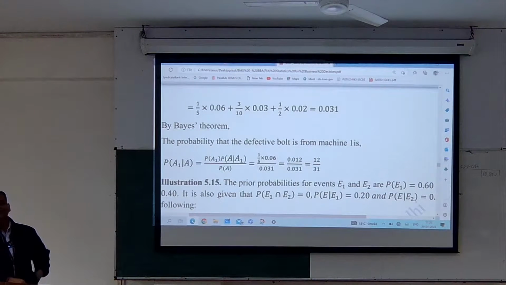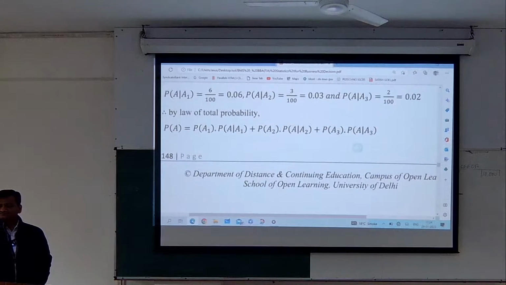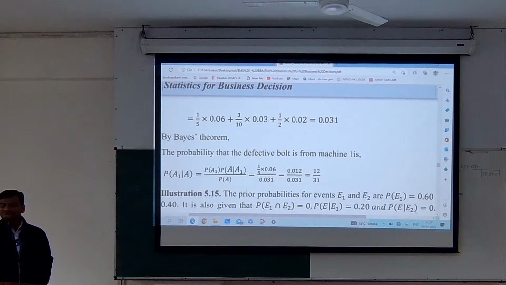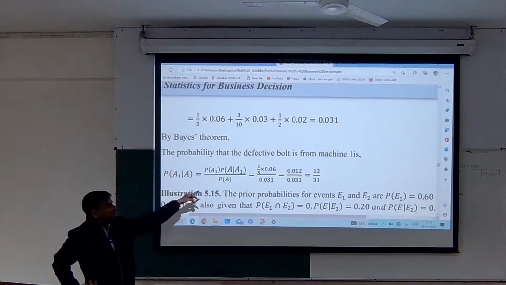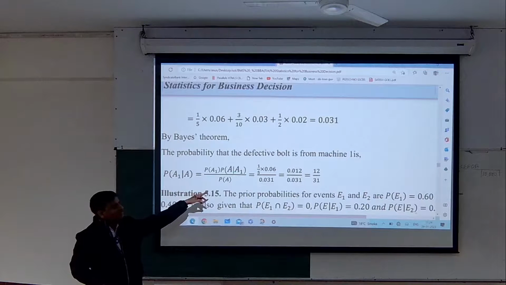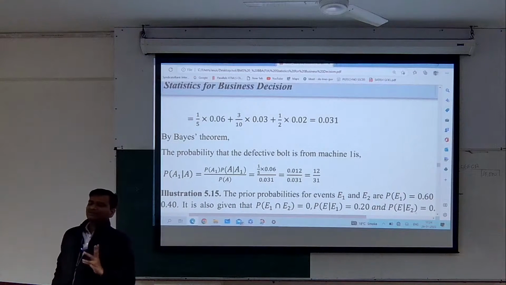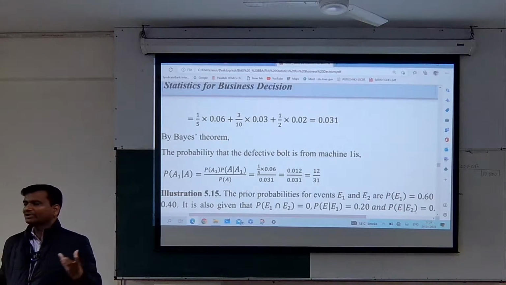And now you have to find the reverse of this probability, that the defective bolt is from the first machine. So P(A1 given A) is the probability that the bolt is defective and from machine 1. So you have reversed it. There is a misprint here too. What comes here is not A1, it is A/A1. Okay, that is fine. So the total is 1/5 into 0.06, and the total comes to 12/31. So in Bayes theorem basically you have some probability and you need to find the prior probability.